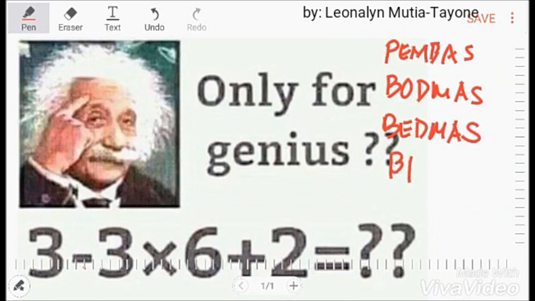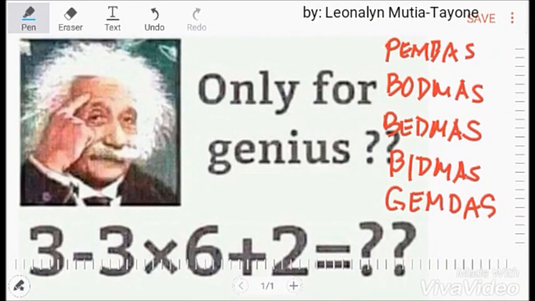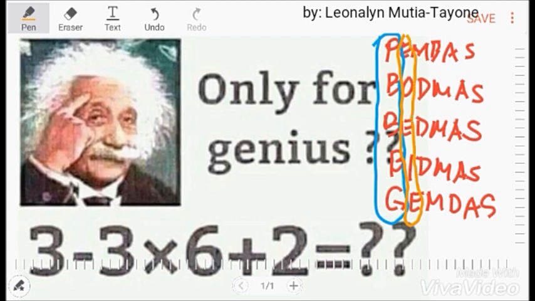We still have BIDMAS, GEMDAS. These are all the same. First, parentheses, brackets, or groupings. There are none of them, so this can be discounted. Next, exponent, orders, or indices. There are no exponents, so this can be discounted.